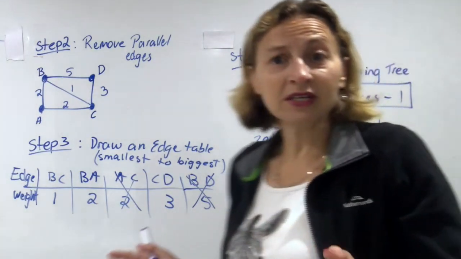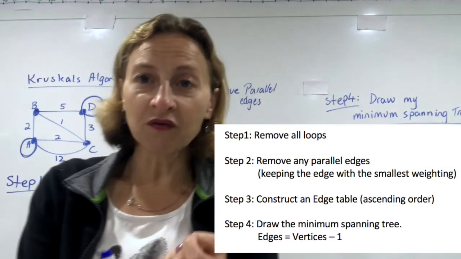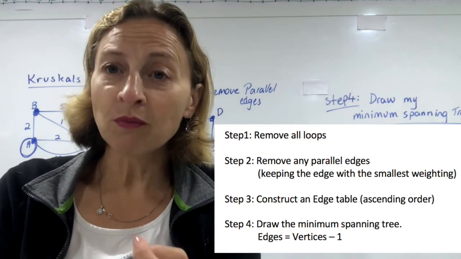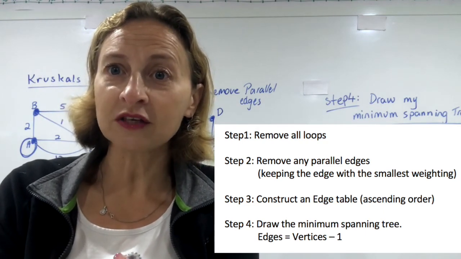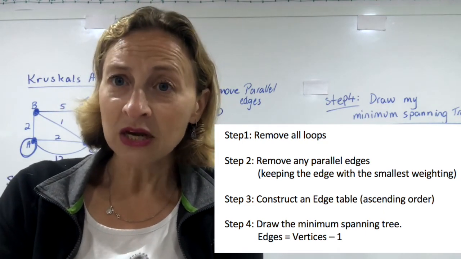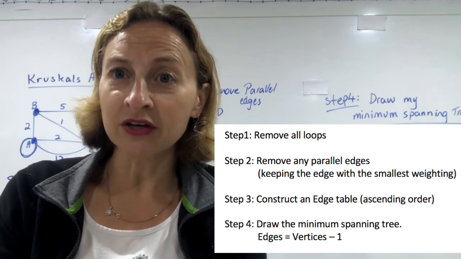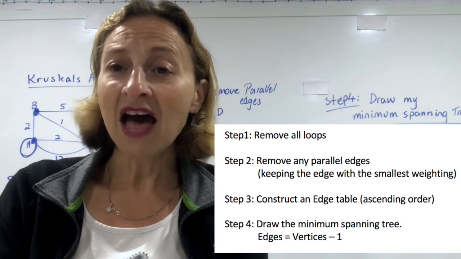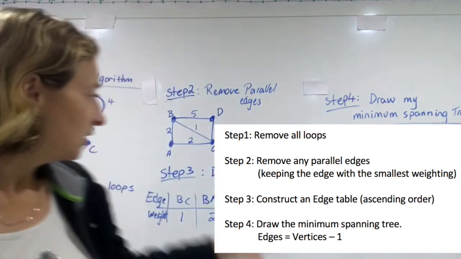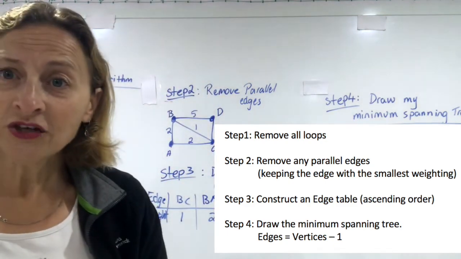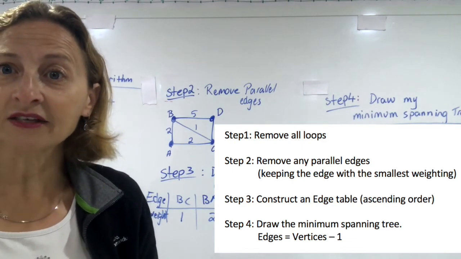Finished. It's very simple. Step 1, remove the loops. Step 2, remove any parallel sides, leaving only the smallest side. Step 3, draw your edge table. Step 4, remember that edges is vertices minus 1. And then draw the spanning tree from your edge table. And that's Kruskal's algorithm.